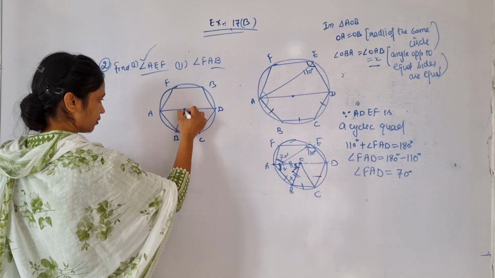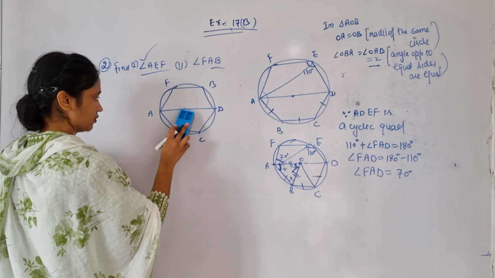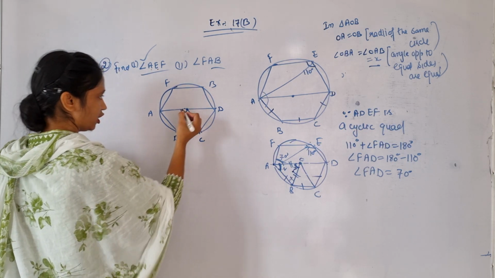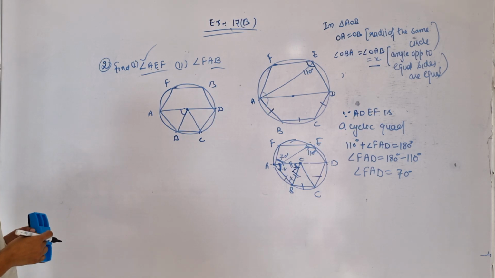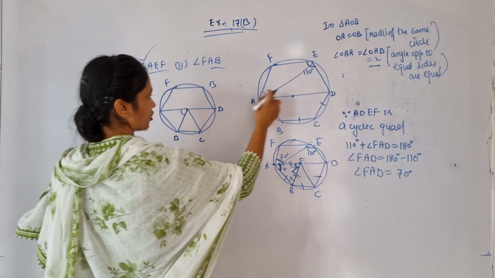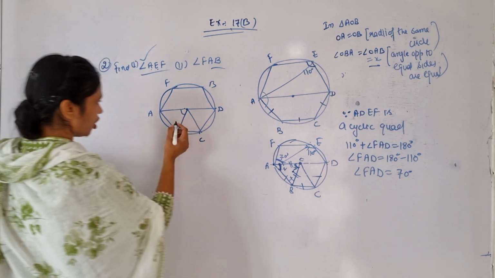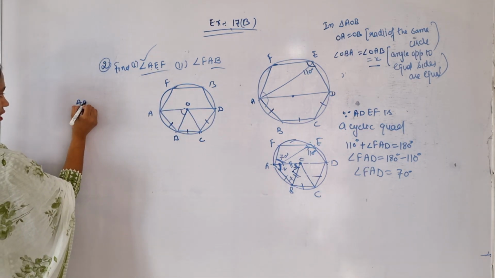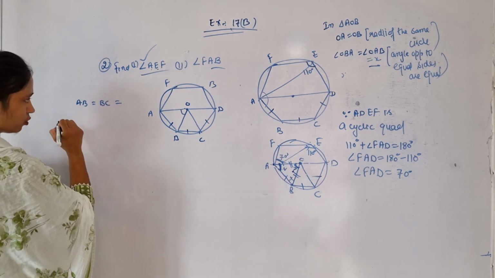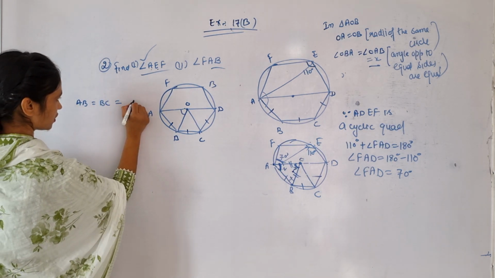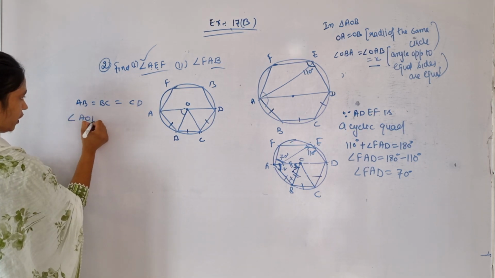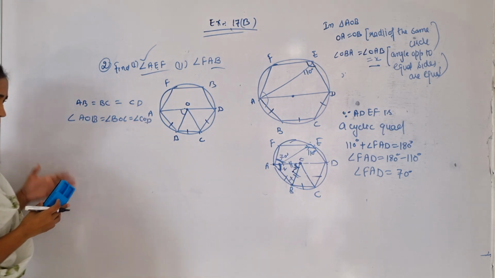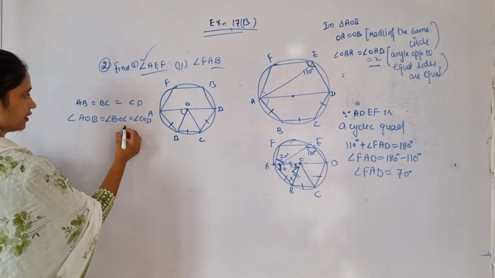So these three lines are making equal angles at the center. What would be each part of this? This angle is subtended from A and D. So these three sides are equal, because AB is equal to BC is equal to CD, which means angle AOB is equal to angle BOC is equal to angle COD. All these three angles are equal.